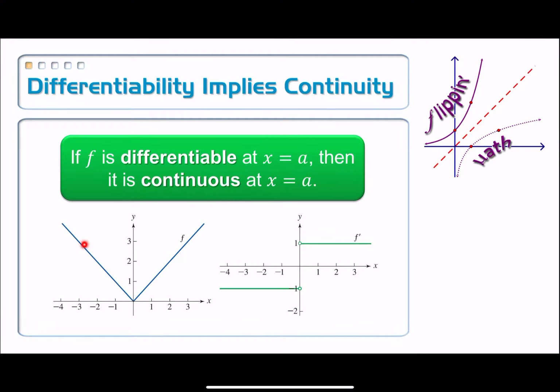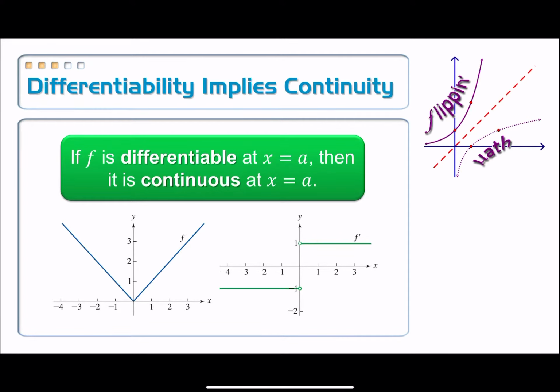So look over here at this absolute value graph. Where is it differentiable? It's differentiable on this left-hand side, so therefore it's continuous there. It's differentiable on the right-hand side, therefore it is continuous. And then the same thing over here on this piecewise function. It is differentiable on the left-hand side. It's just a horizontal line. It's constant, and so the derivative would exist there. It is differentiable on the right side of the origin, and so it's differentiable there.